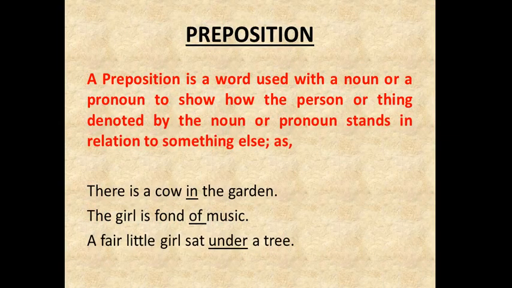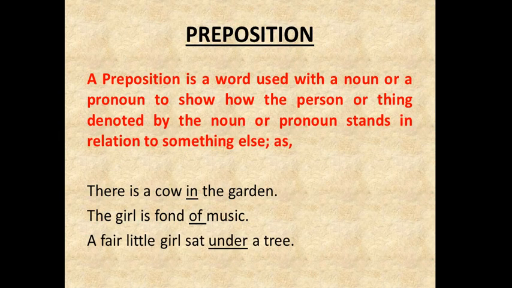The sixth part of speech is preposition. A preposition is a word used with a noun or a pronoun to show how the person or thing denoted by the noun or pronoun stands in relation to something else. So, prepositions are used to show the relation.